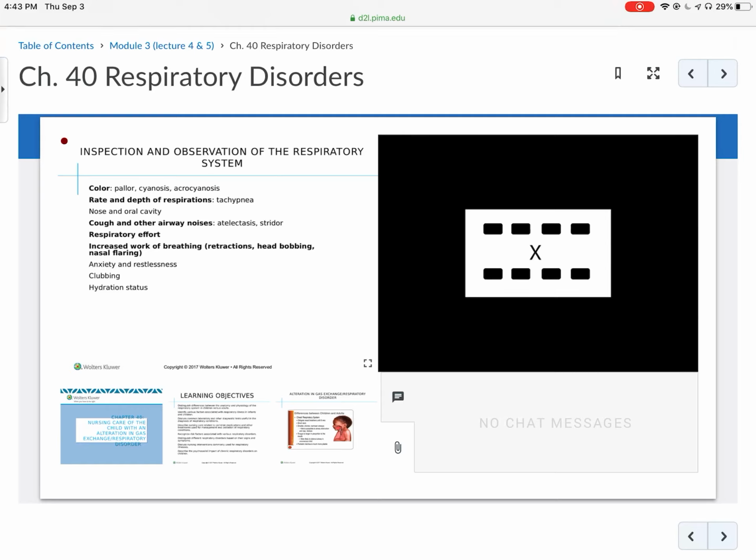And so retractions, we have another slide on that. Head bobbing, nasal flaring, we see those two in infants who are having air hunger. Anxiety and restlessness, when you can't breathe, you're going to be anxious and restless. We can see clubbing of the fingers, which is a result of chronic hypoxia.